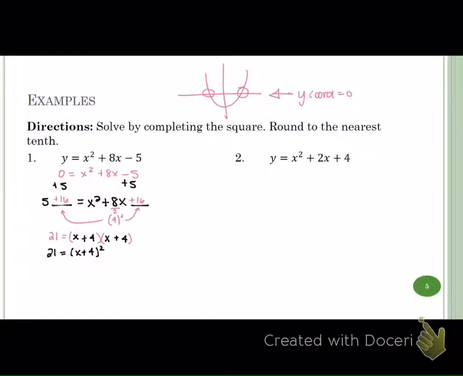What did we learn on Friday that we could do when we get to a point like this? You can take the square root.